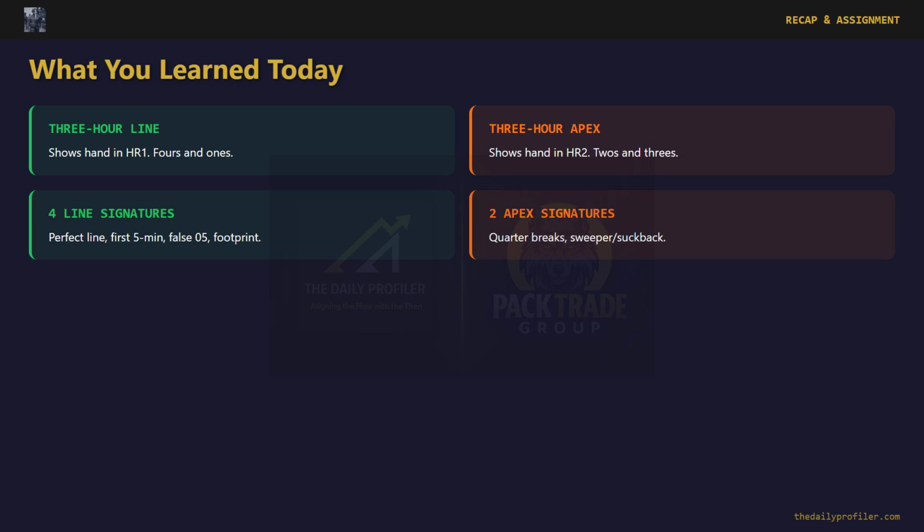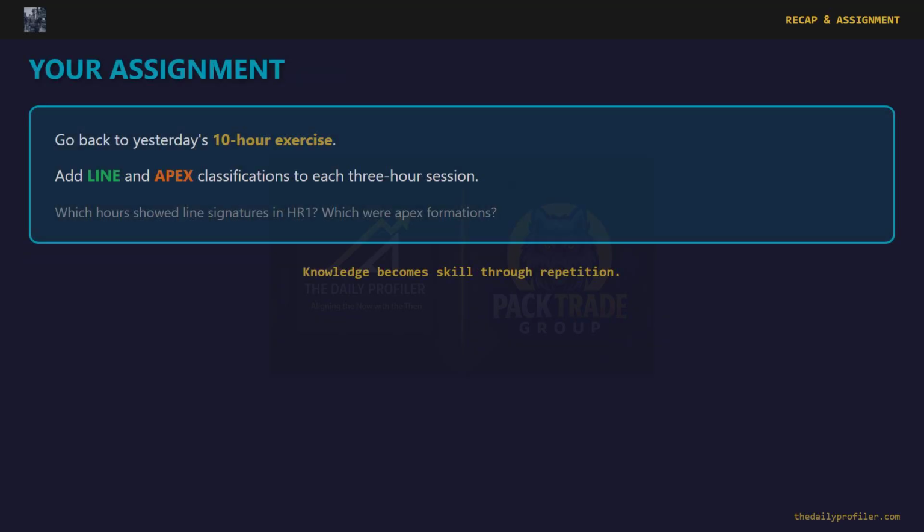For line signatures: perfect line from minute 1, first 5-minute line from the O5 box. False O5 break with reversal. Footprint rejection off previous hour wick. 2 apex signatures: quarter breaks where Q3 or Q4 takes out previous levels, and sweepers that trap traders and suck back into range. 7 sessions across 24 hours. Each is a fresh classification opportunity.